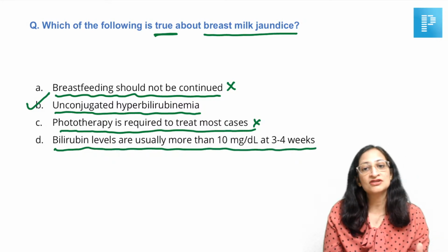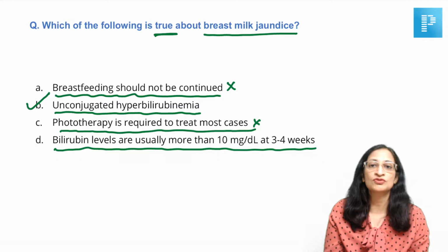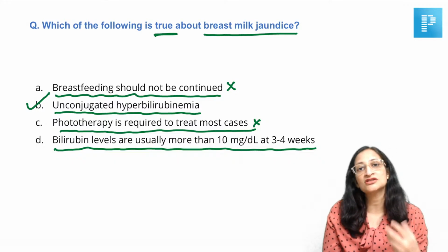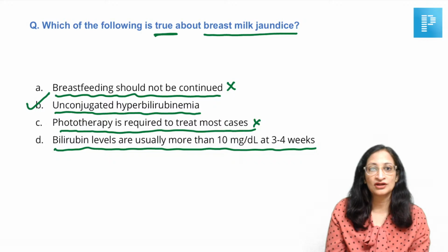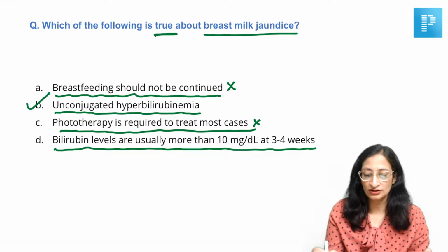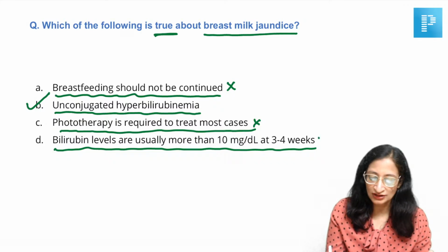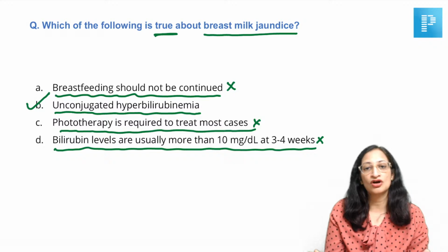Bilirubin levels are usually more than 10 milligram per dl at 3 to 4 weeks. So 10 at 3 to 4 weeks would be almost normal. So bilirubin levels are much more elevated than that. It can be 15, it can be even more than that. Okay, right? So breast milk jaundice, again, usually more than 10 milligram per dl is not correct.